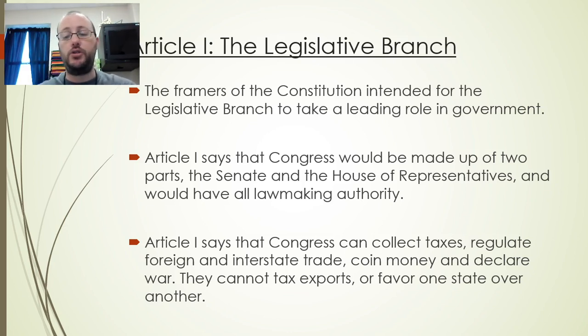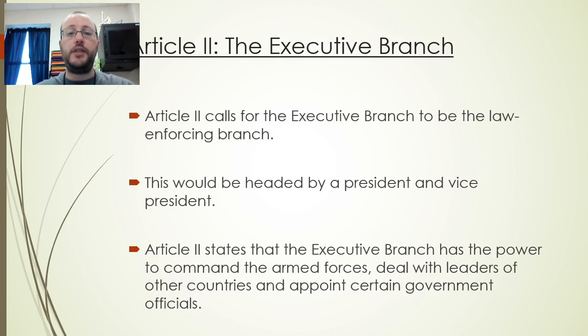So there's limitations on what Congress can do. The second is the establishment of the executive branch. Article 2 calls for the executive branch to be the law-enforcing branch. It means it enforces the law. It's the reason why the executive branch is over the Department of Justice, the Department of Homeland Security, the military, the Border Patrol, all these things, because it is the law enforcing branch.